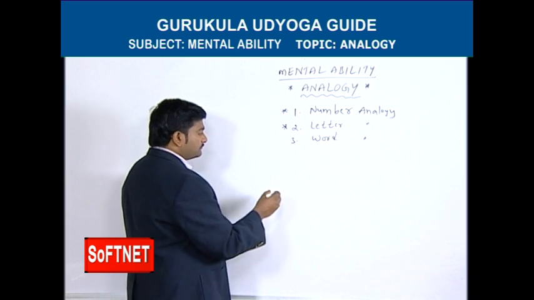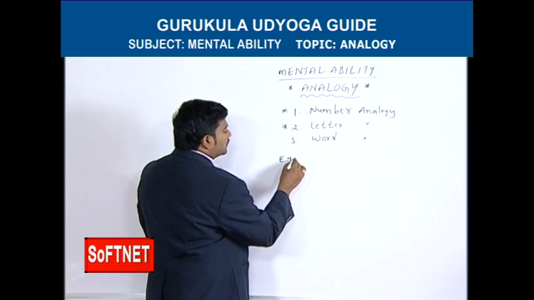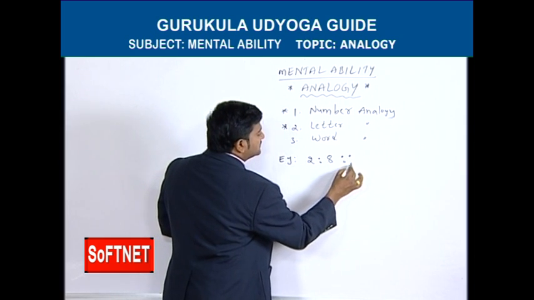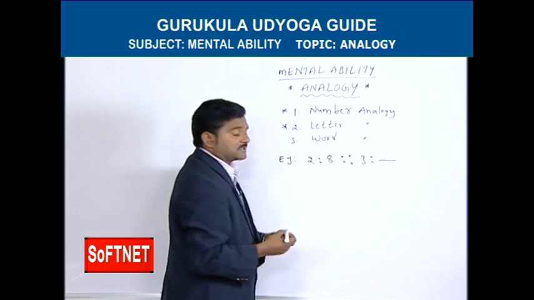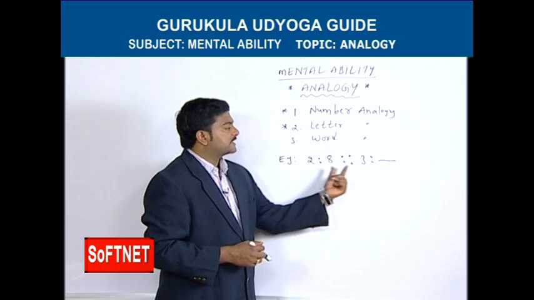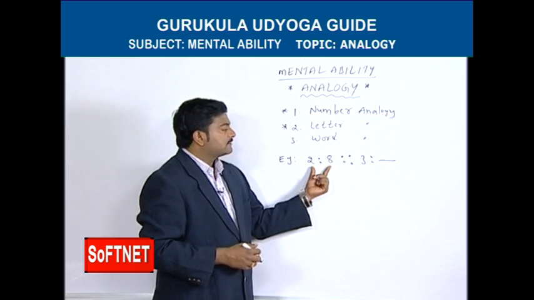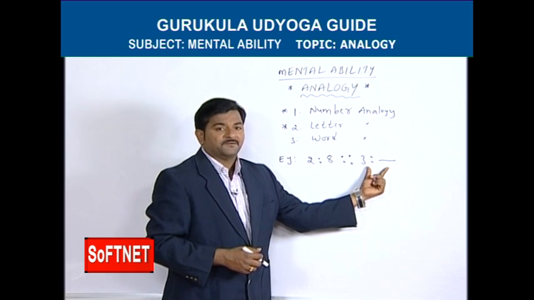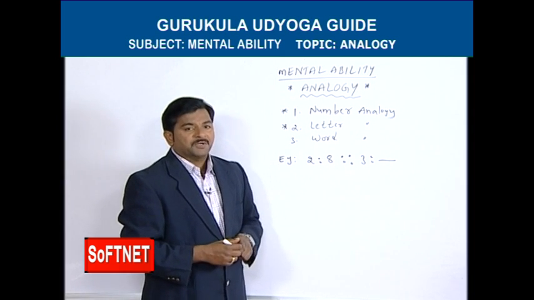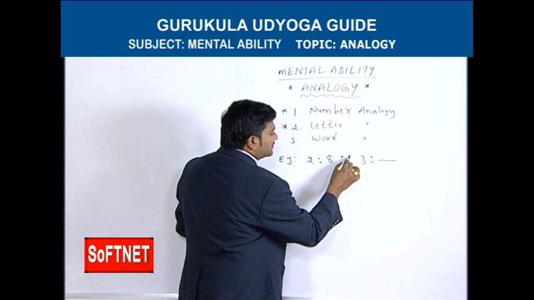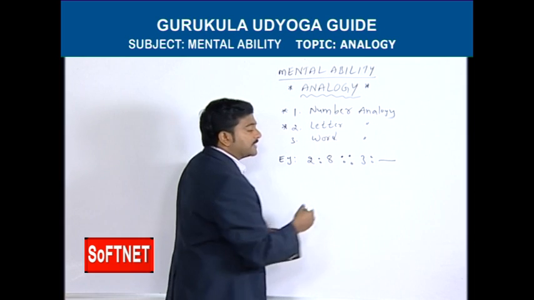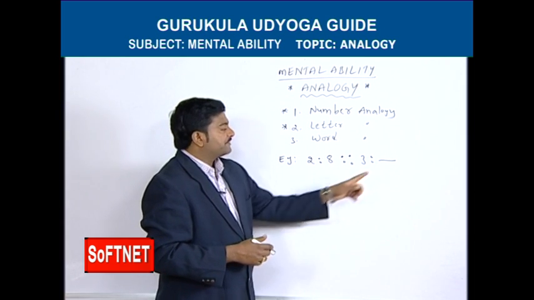For example, let's say I am taking one example. The question is given like this: 2:8 is as 3:dash. So this is the simple question I have taken. Here two sets of numbers are given. This is one pair of numbers and this is another pair of numbers. These two pairs of numbers are separated by the symbol "is as". 2:8 is as 3:dash. Now we have to find out this blank part value.